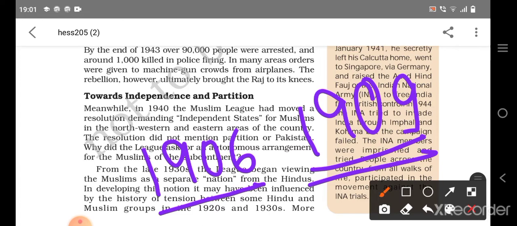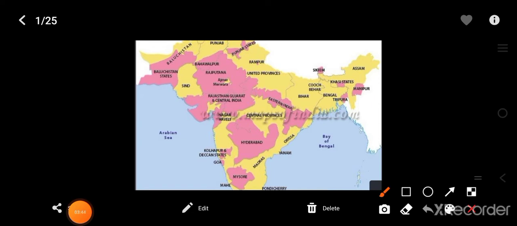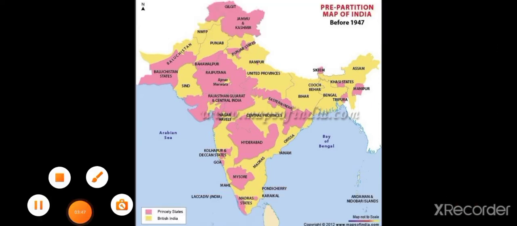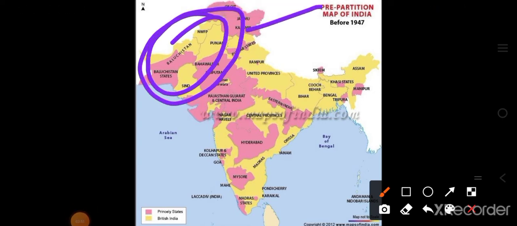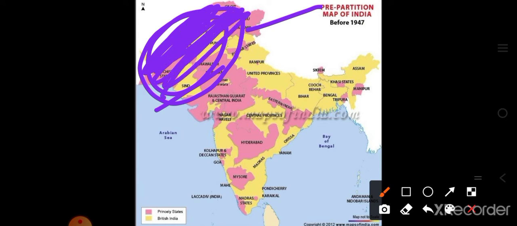Somehow, the Muslim League felt that Muslims needed a different nation, a different place. They wanted particular areas for Muslims. In which part of India? The places they wanted were the northwestern areas; this is north, this is west, right? They wanted some places in these areas particularly for Muslims, and also the eastern areas here, the Bengal area, particularly for Muslims.